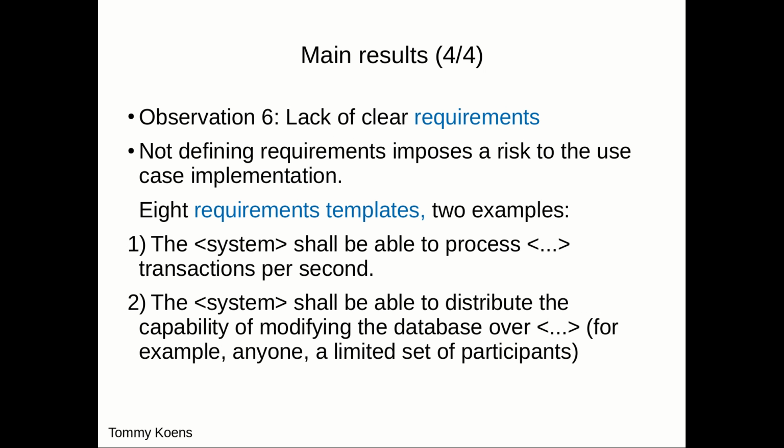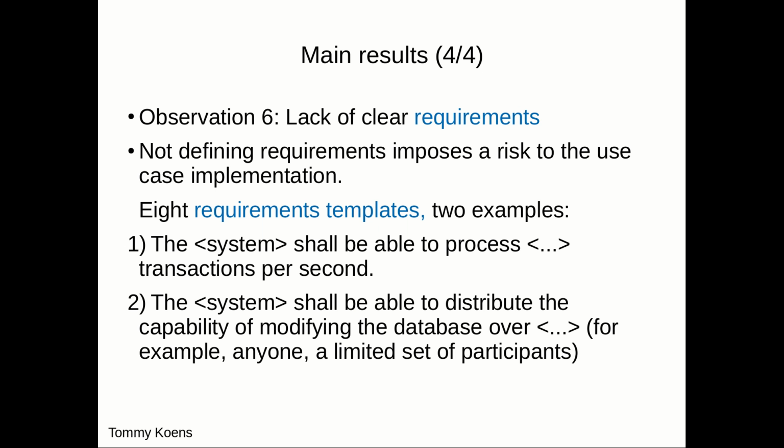So, going back to observation 6 for our main first result, there is a lack of clear requirements. So not defining requirements imposes a risk to the use case implementation. If you don't know what you're aiming for, then how can you choose a technology? And none of the 15 use cases had clear requirements at all. So this is why we proposed 8 requirement templates. And on this slide you can see 2 examples.